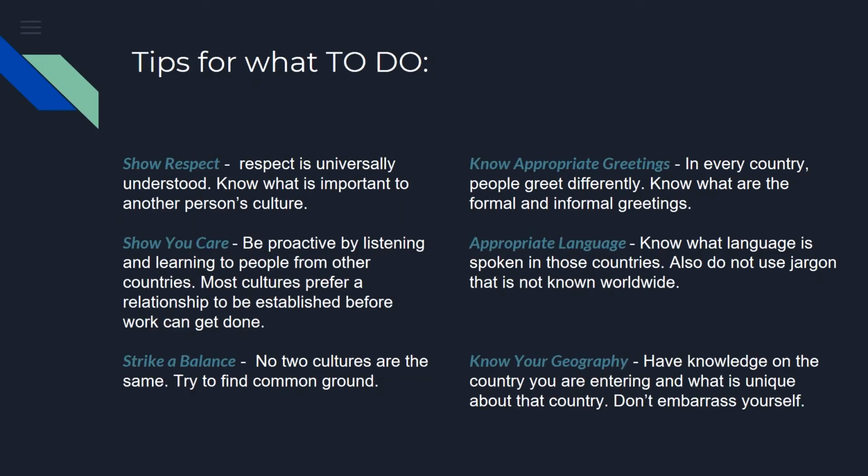And going with that, appropriate language. This needs to have a lot of asterisks by it. Know what language is spoken in those countries that you are going to. If you don't know that, then that's already a bad start, because now you can't communicate. It shows that you really didn't pay much attention to their culture or what they speak. Know what language is spoken. If you can't speak that language, get an interpreter. There's nothing wrong with that.